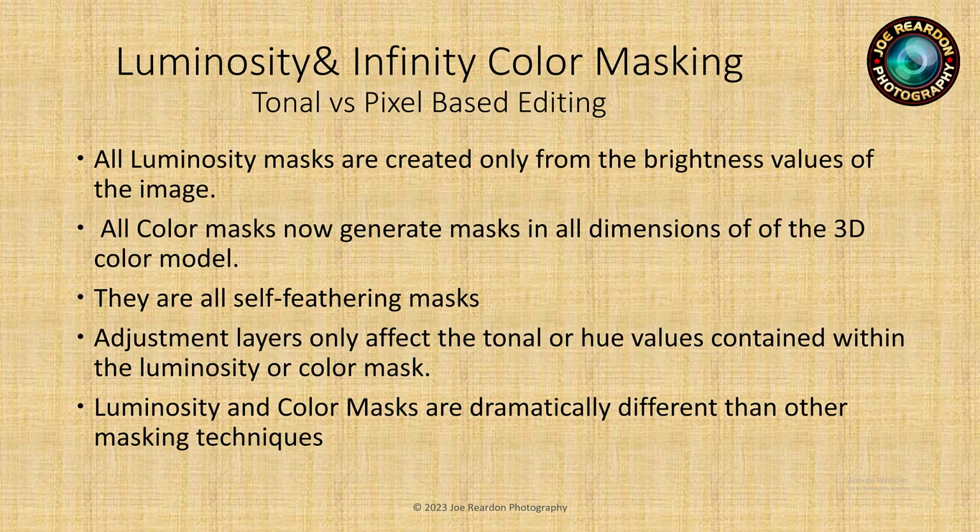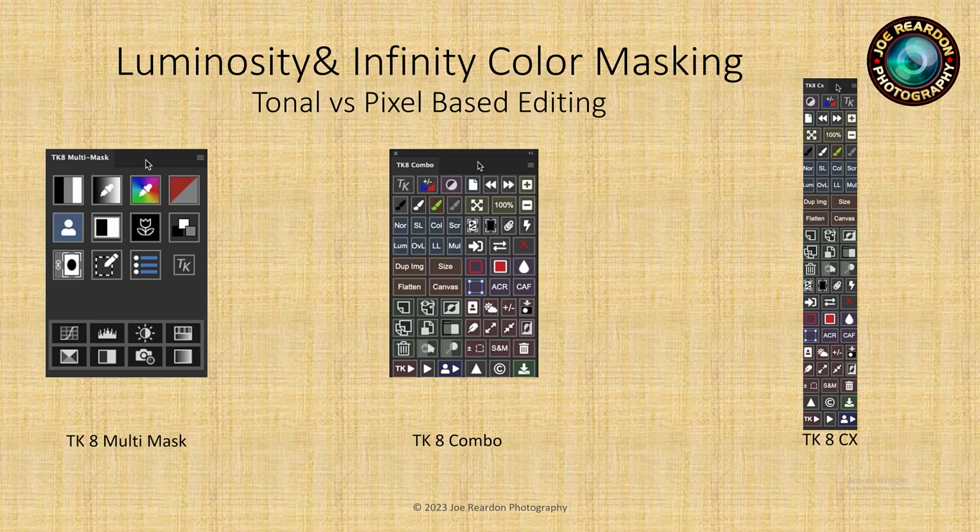So it's a tonal-based versus a pixel-based editing. Tonal based versus pixel means that we're going to make self-feathering masks, and we'll make them from color masks that we can generate in the dimensions of all of the 3D color model, and they're all created from the luminance or brightness values of each image. Now we can make selections based on brightness values, or we can make selections based on color to make our mask.